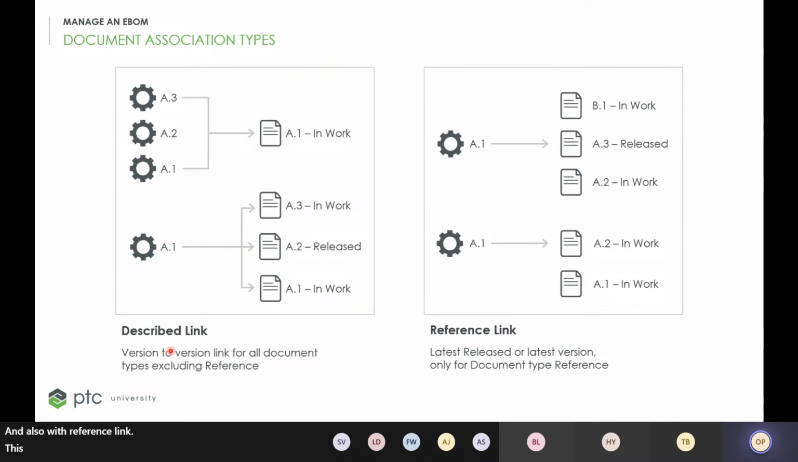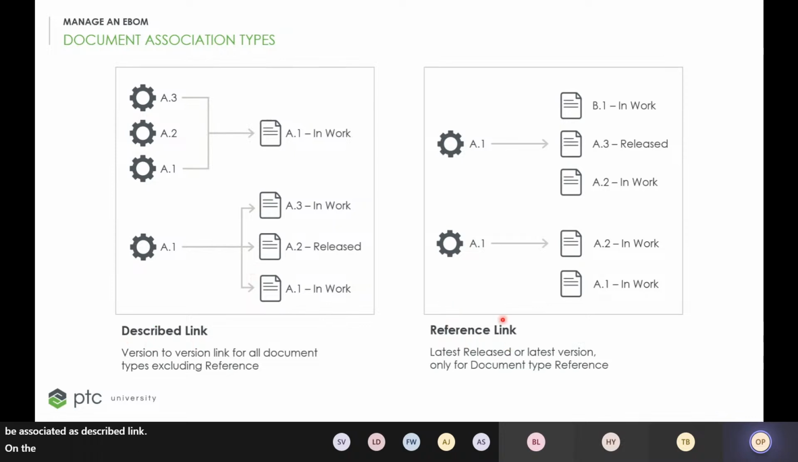Described link is a version-to-version association. It means that in this table, described link, you will associate a document that will describe only the specific version of the part which you make the association. Imagine that you have a PDF which describes the drawing for this version 8.1. So that will be associated as described link.